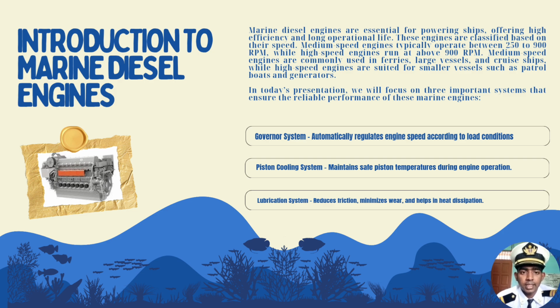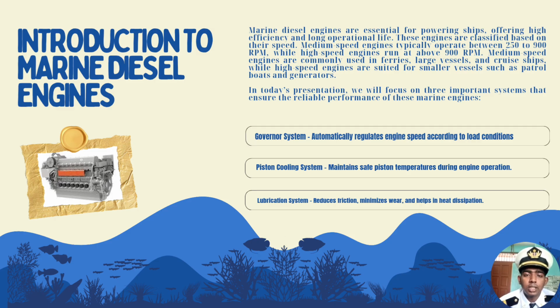Introduction to marine diesel engines. Marine diesel engines are essential for powering ships, offering high efficiency and long operational life. These engines are classified based on their speed. Medium speed engines typically operate between 250 to 900 rpm, while high speed engines run above 900 rpm. Medium speed engines are commonly used in ferries, large vessels, and cruise ships, while high-speed engines are suited for smaller vessels such as patrol boats and generators.